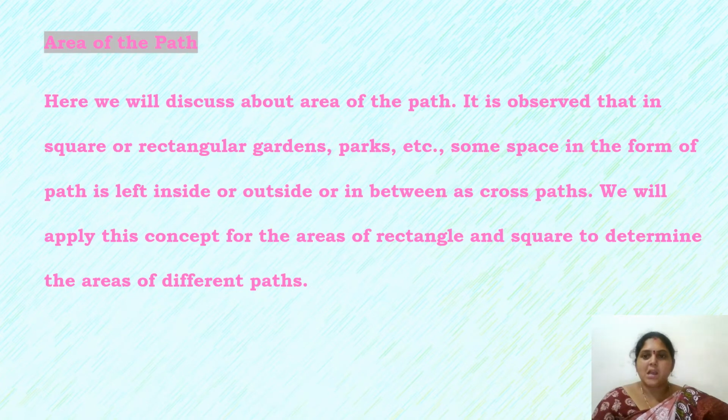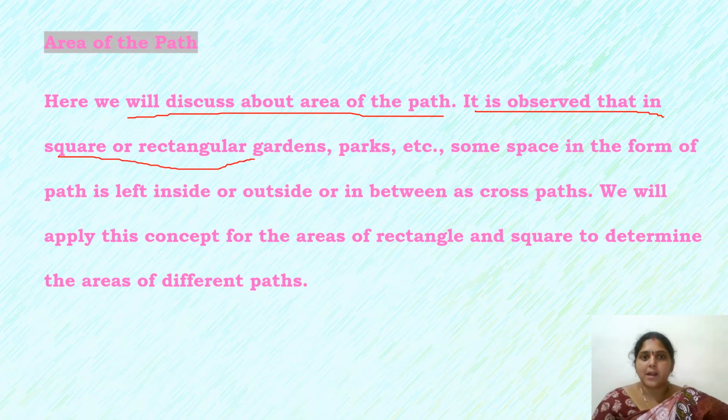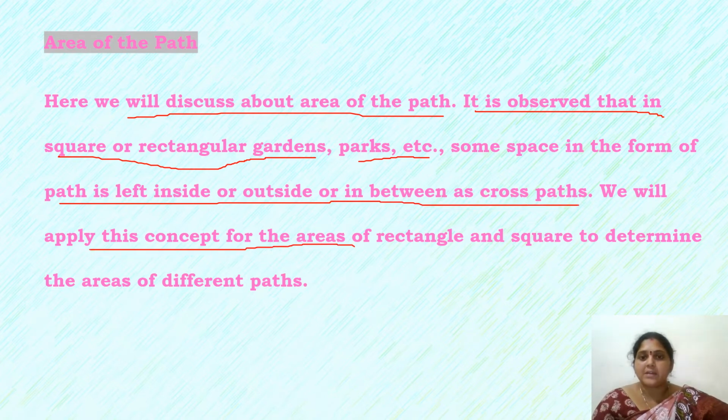Now we will see how to find the area of a path. Here we will discuss the area of a path. It is observed that in square or rectangular gardens, parks, etc., some space in the form of a path is left inside or outside or in between as crosspaths. We will apply the concept of the areas of rectangle and square to determine the areas of different paths.